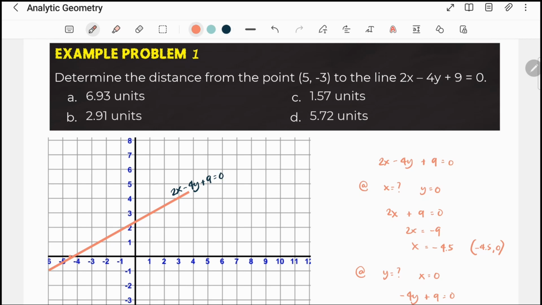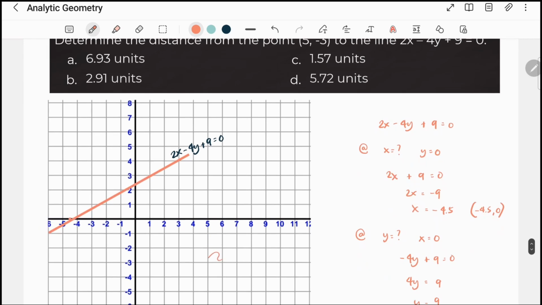Okay, so let us now plot yung ating point na 5, negative 3. So, the 5, negative 3 is located at quadrant 4. Ito yun. So, this is the point and this is 5, negative 3. So, ayun. So, ang ating kinakailangan kunin dito na distance ay itong distance na ito. Tawagin natin siya as D.